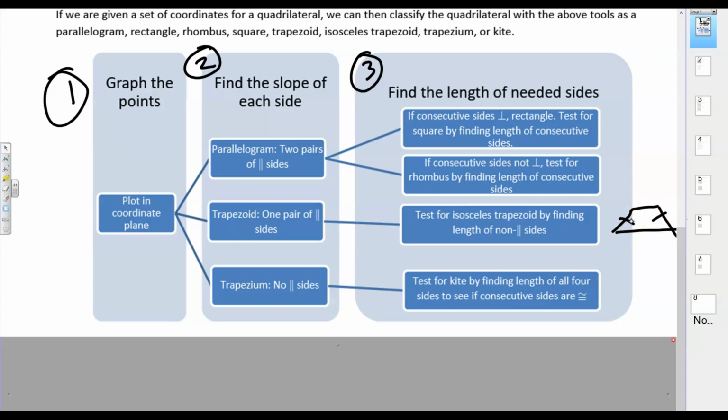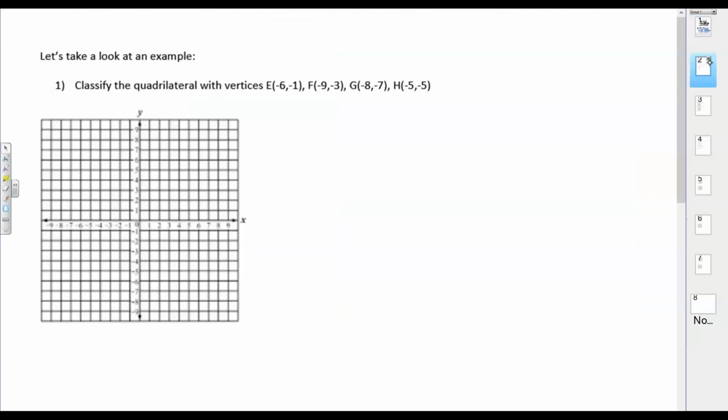Trapeziums are the most finicky. We get that there are no parallel sides, and when that happens, I need to test to see if it's a kite by finding the length of all four sides to see if you've got two pairs of consecutive congruent sides. So these are our basic steps. Let's do a problem to show.